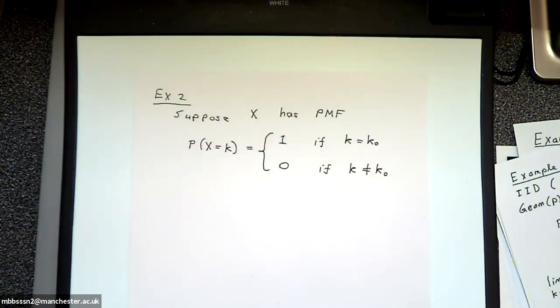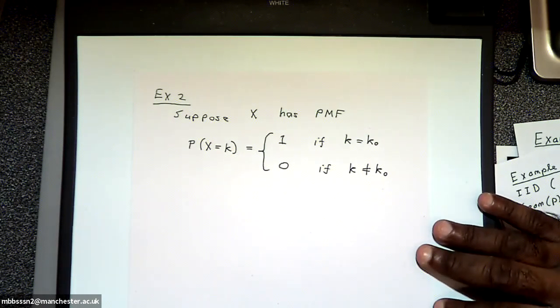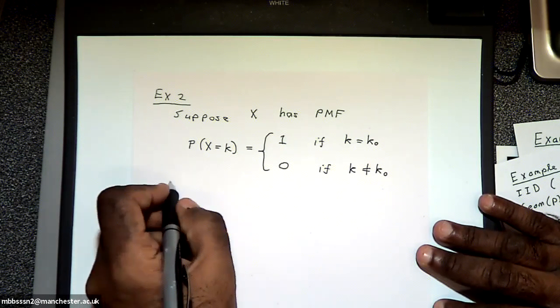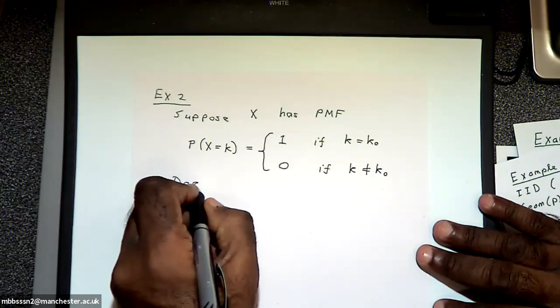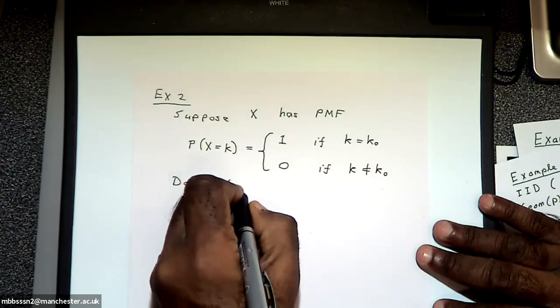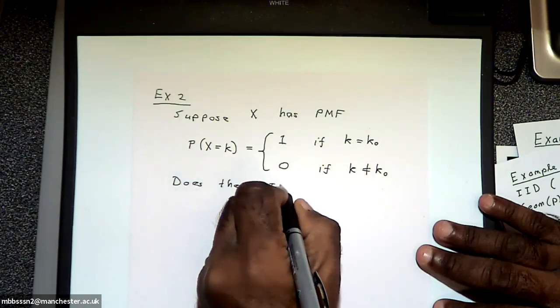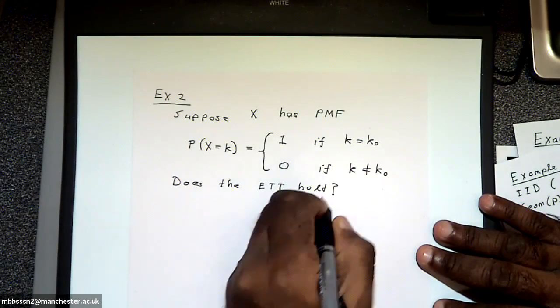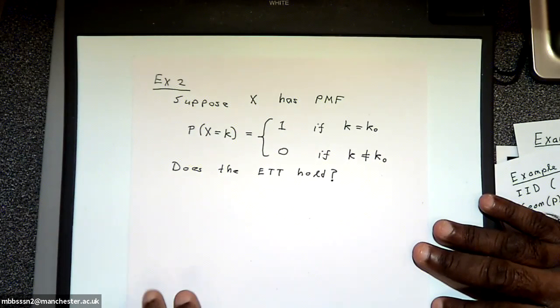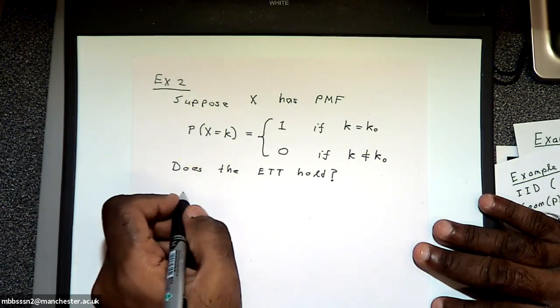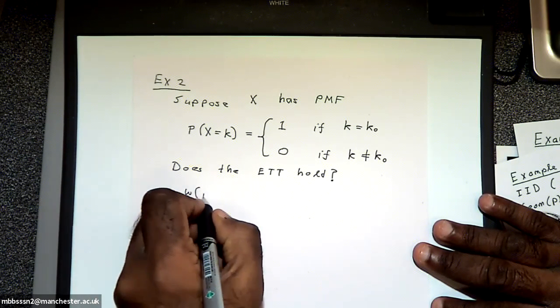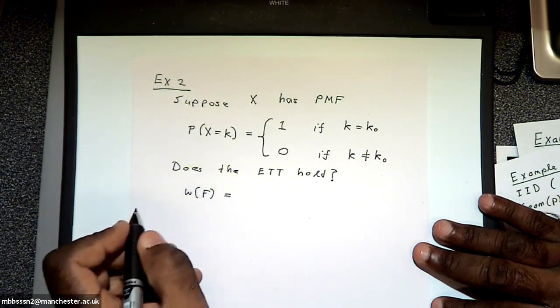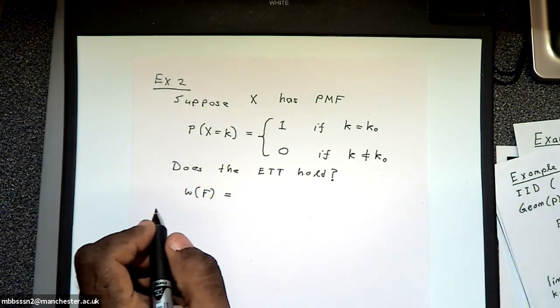Right? Okay, in this case, what do you think the answer will be? The question is the same: does the ETT hold? So the first thing you need to figure out is the W of f. Now, what do you think the W of f will be?